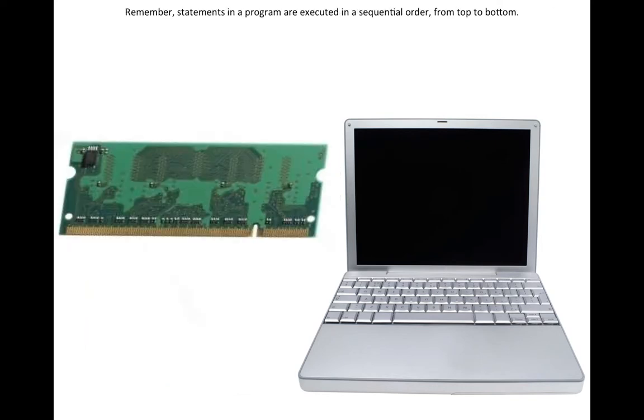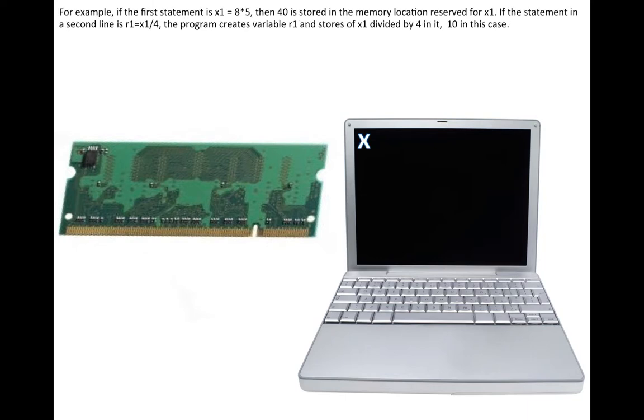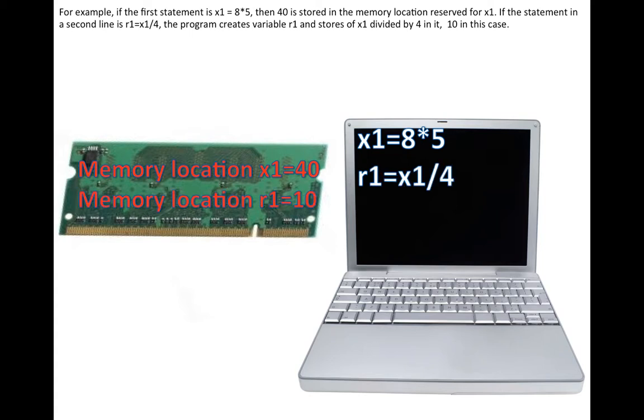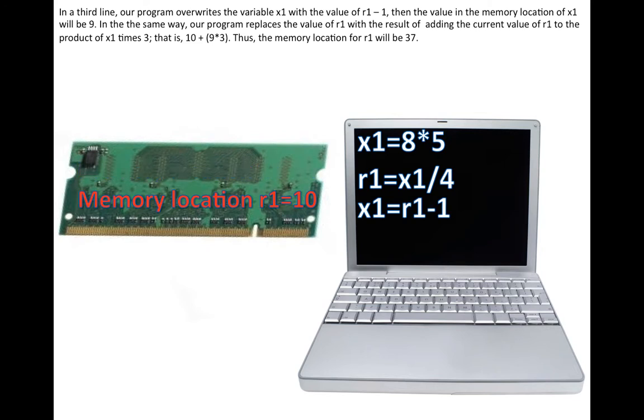Remember, statements in a program are executed in a sequential order from top to bottom. For example, if the first statement is x1 equal to 8 times 5, then 40 is stored in the memory location reserved for x1. If the statement in the second line is r1 equal to x1 divided by 4, the program creates a variable r1 and stores x1 divided by 4 in it, 10 in this case. In the third line, our program overrides the variable x1 with the value of r1 minus 1. Then the value in the memory location for x1 will be 9.